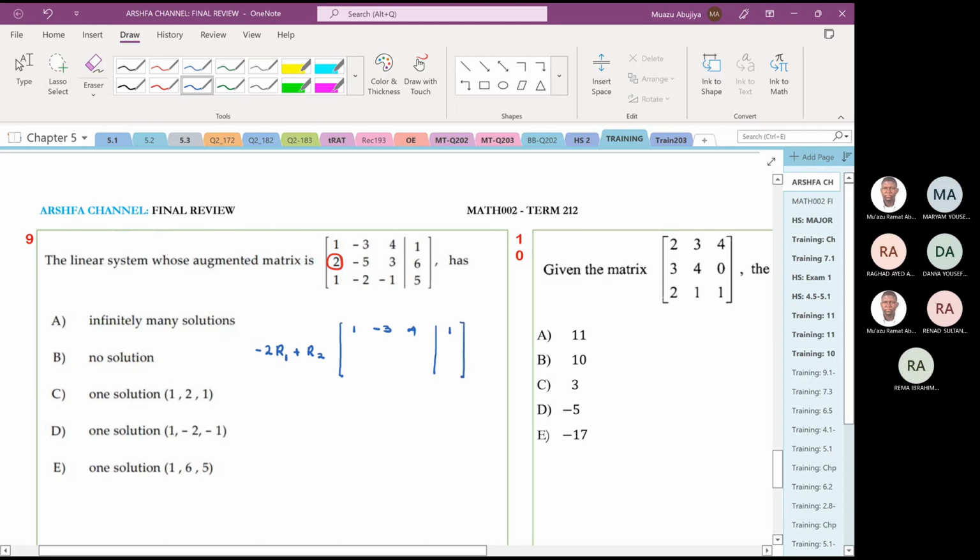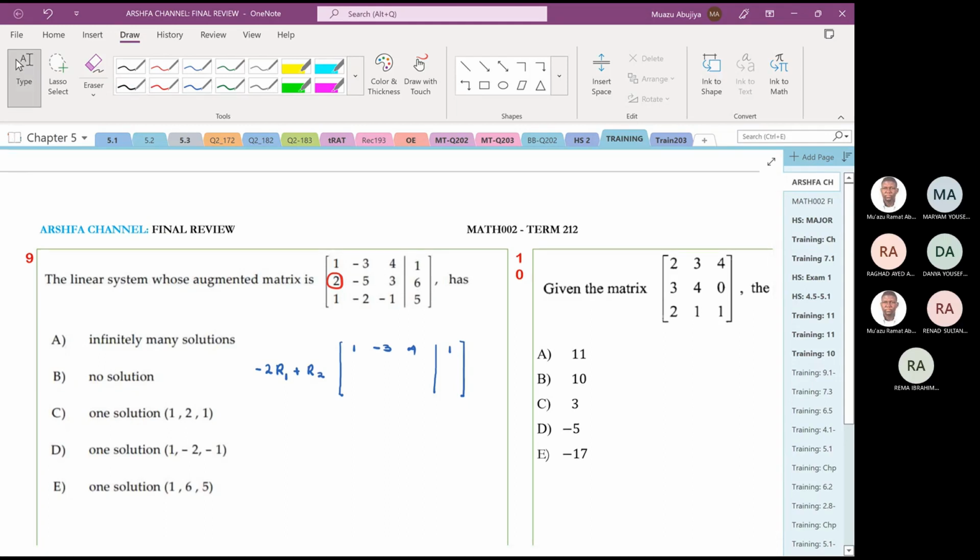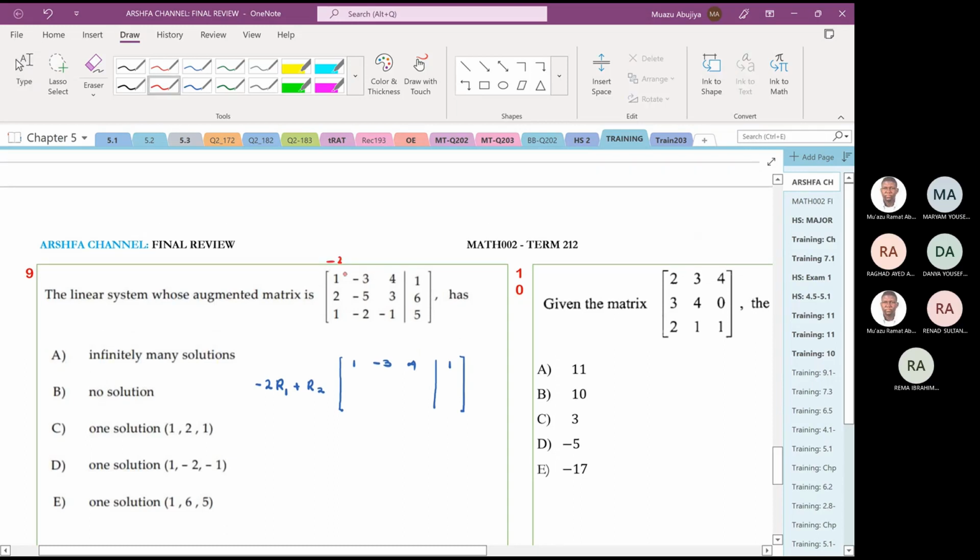Now, next we multiply row number 1 by negative 2. Pay attention. If we multiply by negative 2, I get here minus 2. Multiply by negative 2, we get 6. Multiply by negative 2, I get minus 8. Multiply by negative 2, I get minus 2. Then what do we do? We add this one and this one together, and so on for each column.